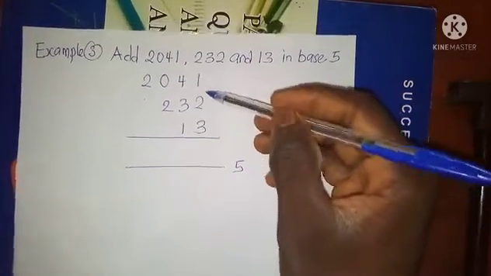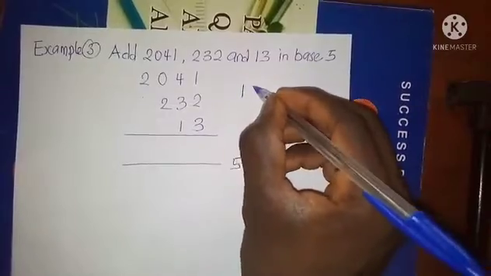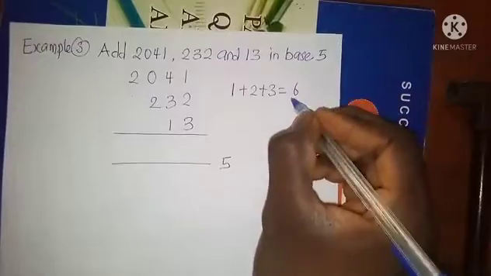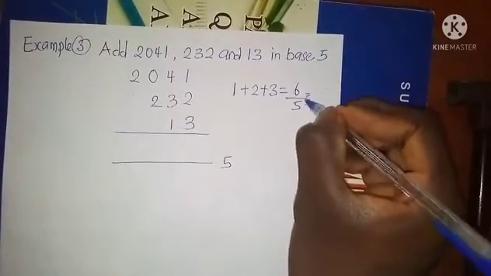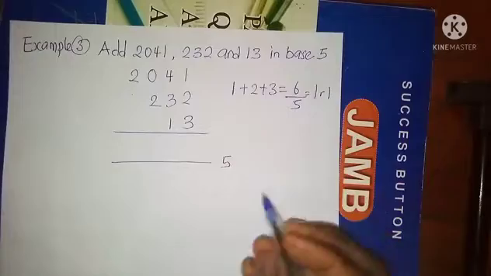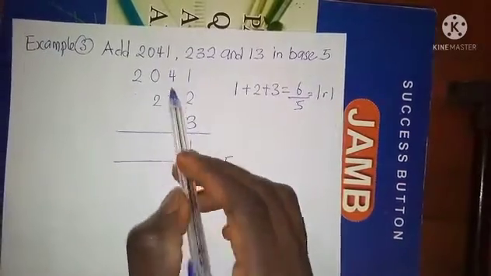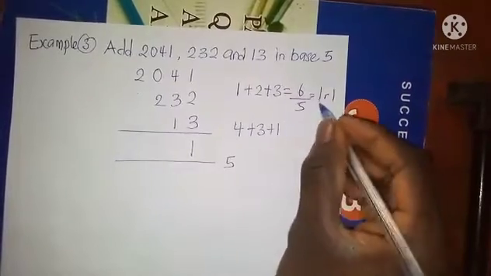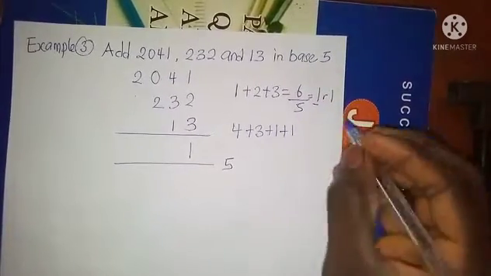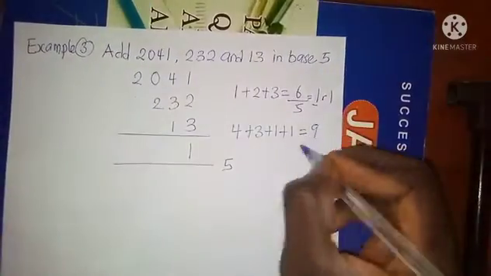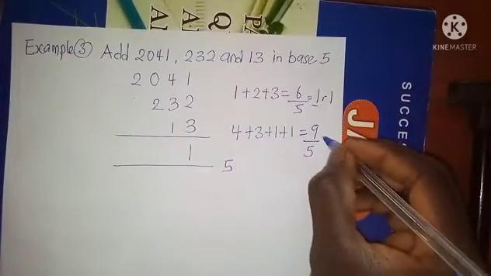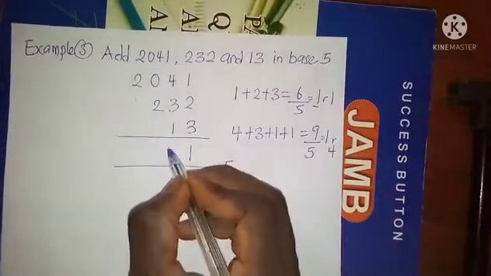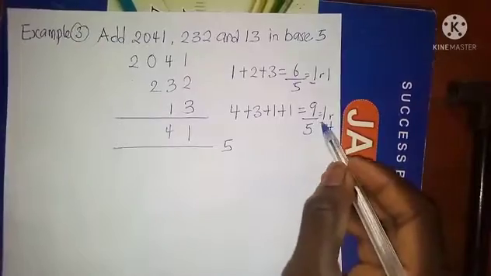So first of all, this last digit, you see 1 plus 2 plus 3, and this is 6. So 6 divided by 5, you are going to have 1, remainder 1, and I say you are going to be writing your remainder. So you move to this row, where you are having 4 plus 3 plus 1, then plus this 1, and this is 9. So 9 divided by 5, this is 1, then remainder 4. You are going to write your remainder. So you are having 1 left.